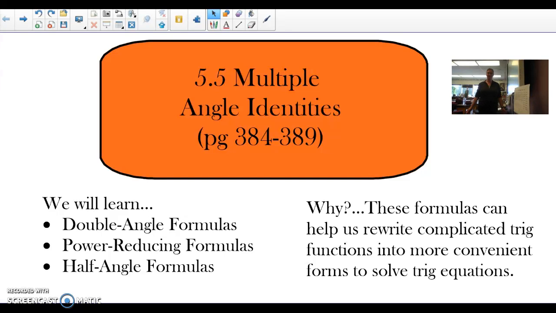Okay, guys, here we go. This is a lesson on multiple angle identities. You can follow along in your textbook, page 384 to 389. We are going to be learning about a few different identities and formulas here: double angle formulas, power reducing formulas, and half angle formulas, along with a few examples.